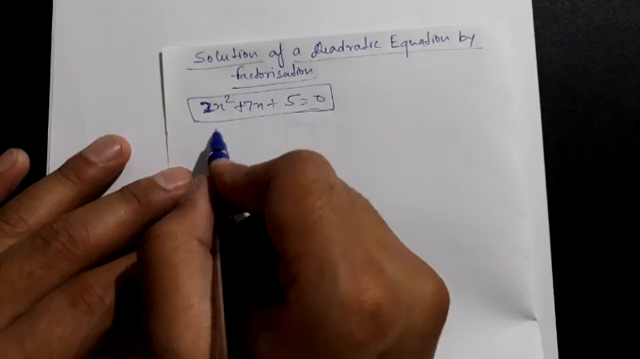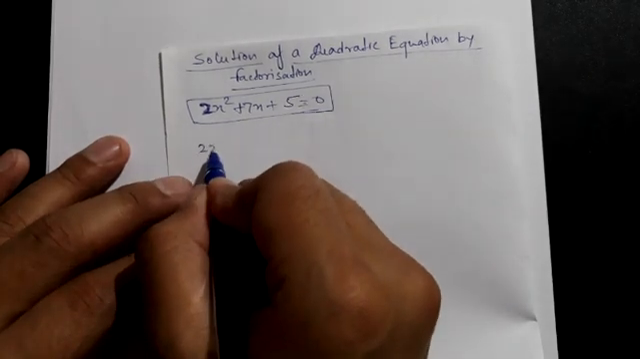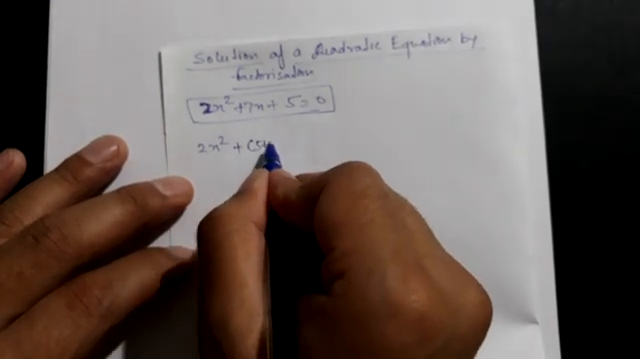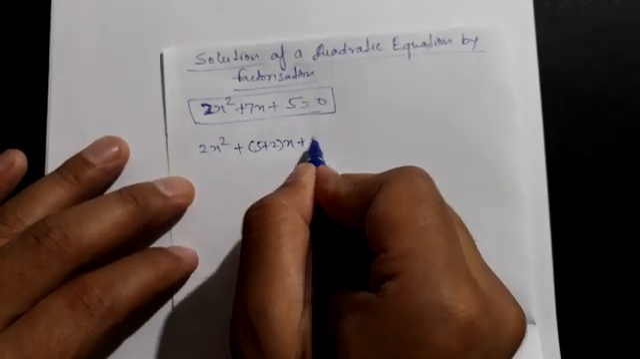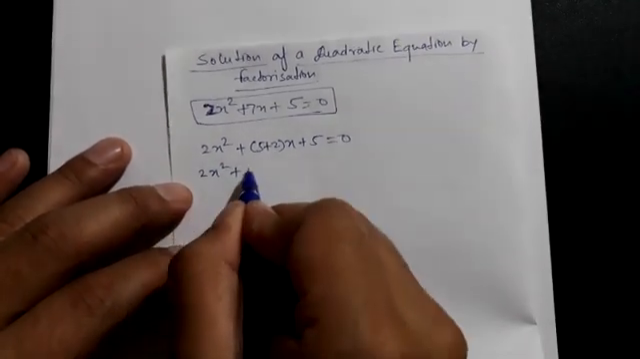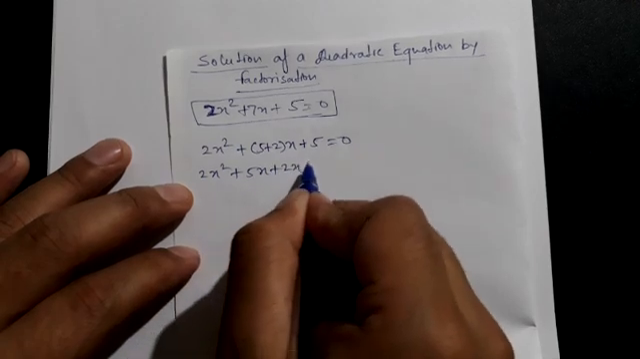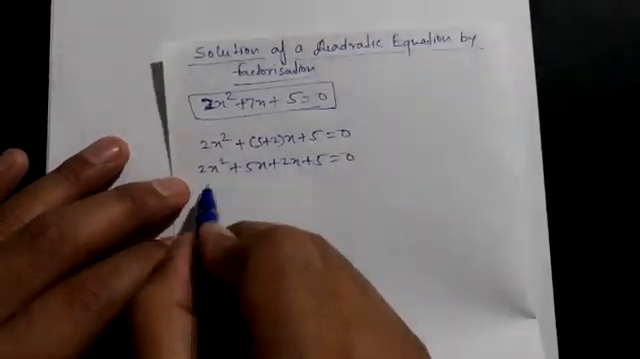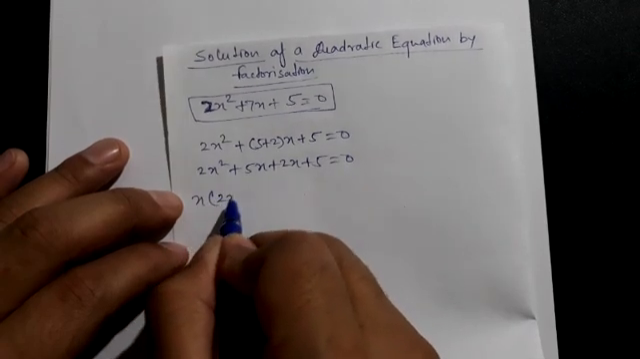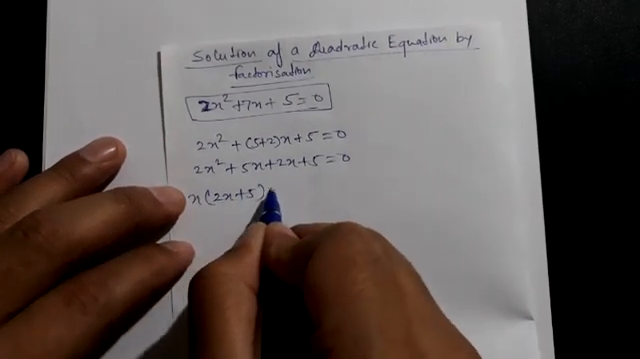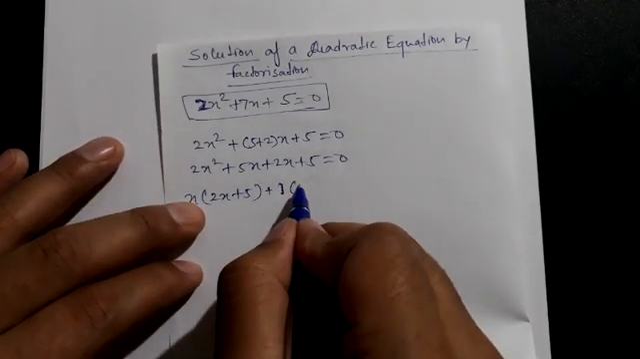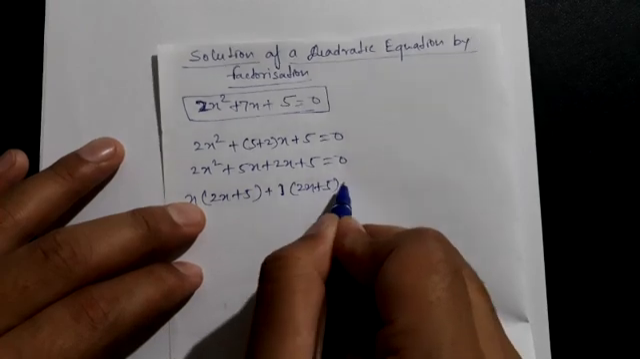So now how am I writing this? You see 2x squared, and this 7x I am writing as 5 plus 2 into x, plus 5 is equal to 0. So 2x squared plus 5x plus 2x plus 5 is equal to 0. From here, out of these two terms, x is common, so x into 2x plus 5. From the other two terms, nothing is common except plus 1, so I am taking plus 1 common. Okay, so 2x plus 5 is equal to 0.